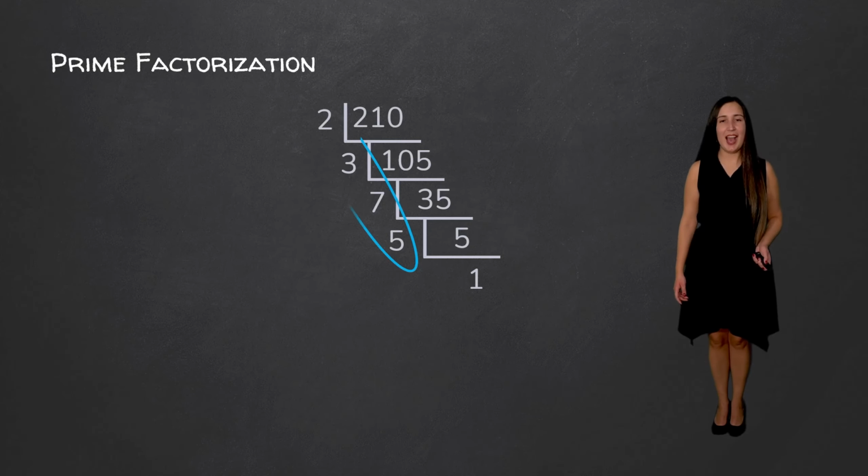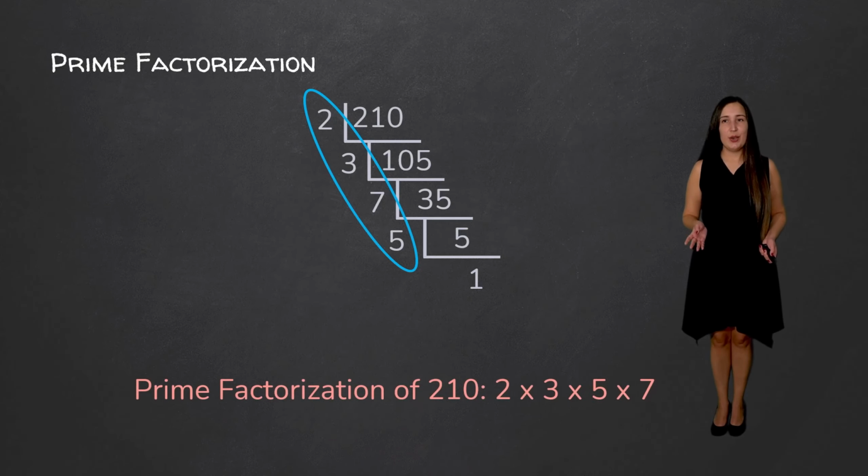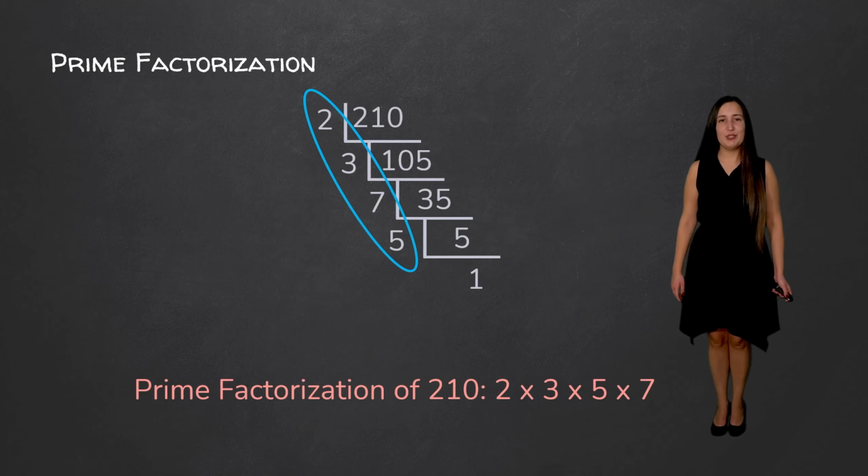So here we have our prime factorization. Remember that for prime factorization, we always have to write them in order from least to greatest. So our prime factorization of 210 is 2 times 3 times 5 times 7. And that's it, we're done.